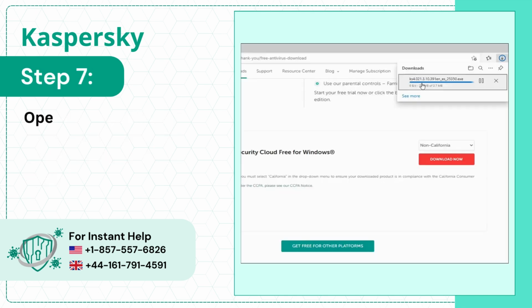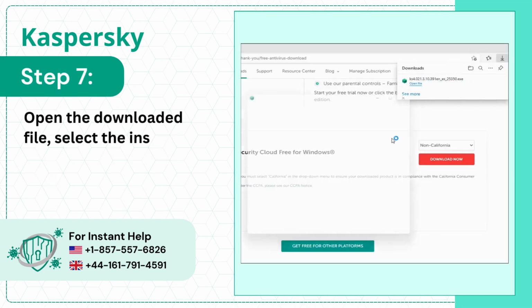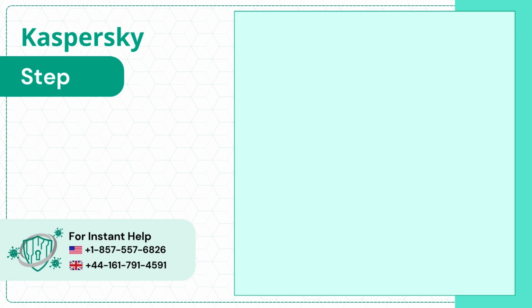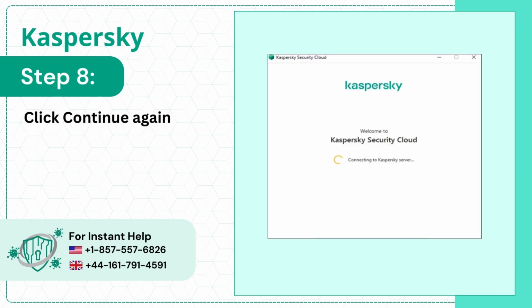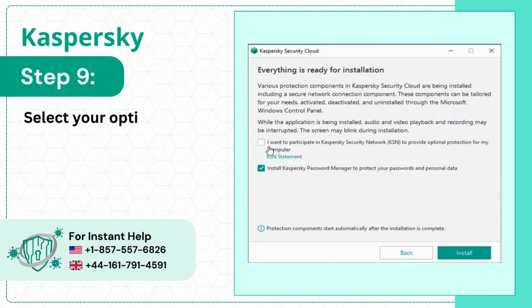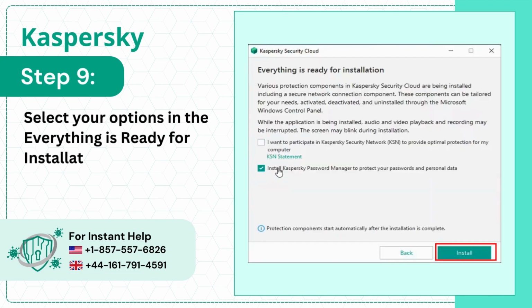Step 7. Open the downloaded file, select the installation language and click continue. Step 8. Click continue again to proceed. Step 9. Select your options in the Everything is ready for installation window and click install.